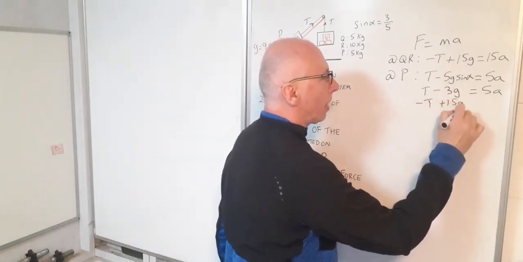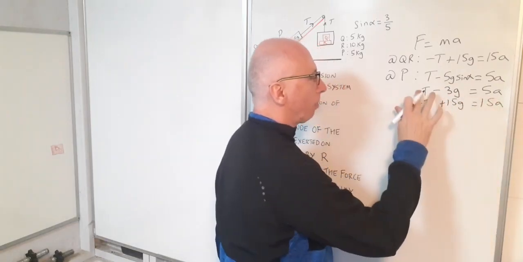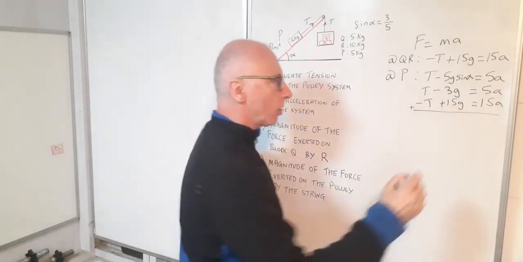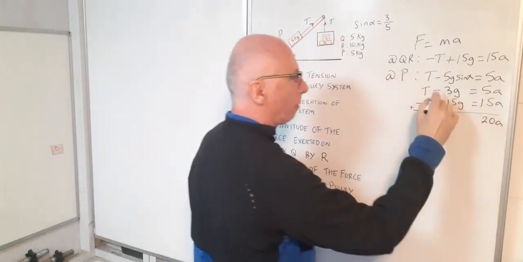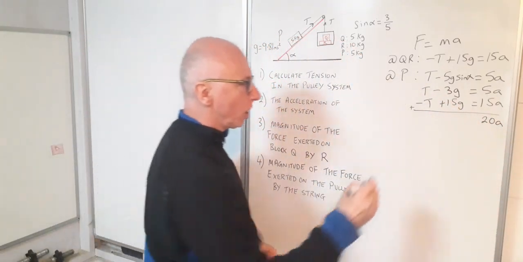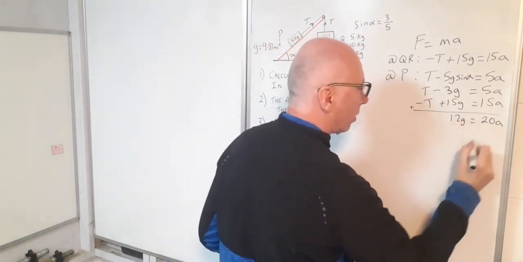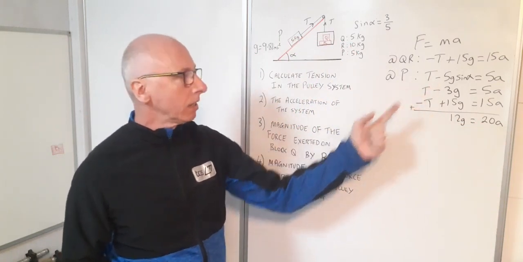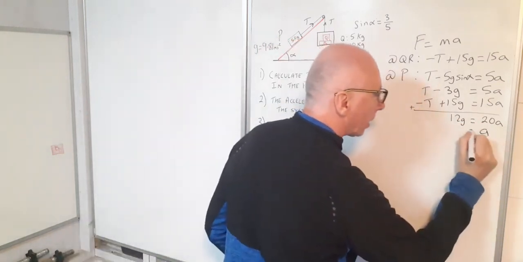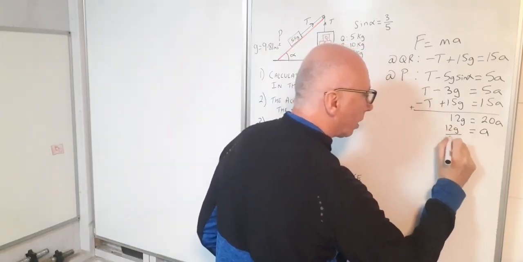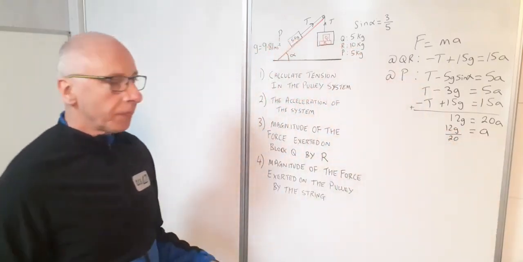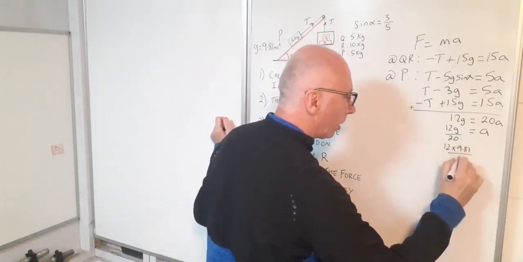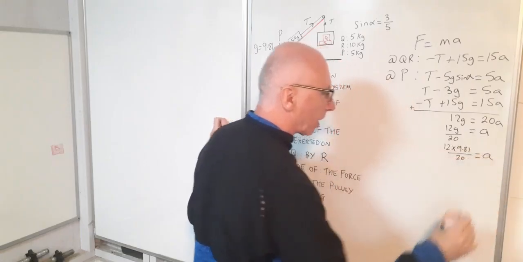So if I put that one in there, and as I've got plus T and minus T, I'm just going to add the two equations together. So then I'm going to get 20a equals minus 3g plus 15g, which is 12g. So then to get a on its own, I've lost tension, but I can plug my answer for a back in to find that. I've got a equals 12g divided by 20. So then a equals 12 times 9.81 divided by 20 gives me my acceleration.